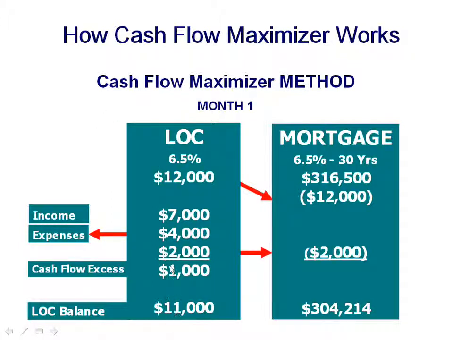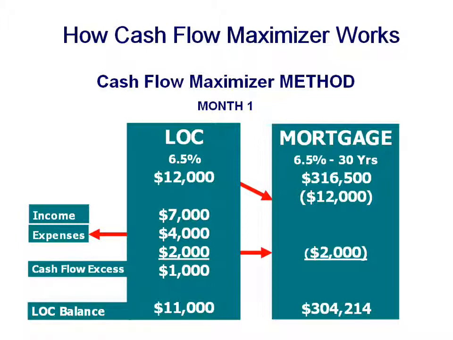So in the first month, that excess cash flow of $1,000 a month, that residual, now reduces the line of credit from $12,000 to $11,000. And now, because of the lump sum deposit of $12,000 at the beginning of the month and the $2,000 a month payment, the balance owed on Joe's mortgage is now $304,214.